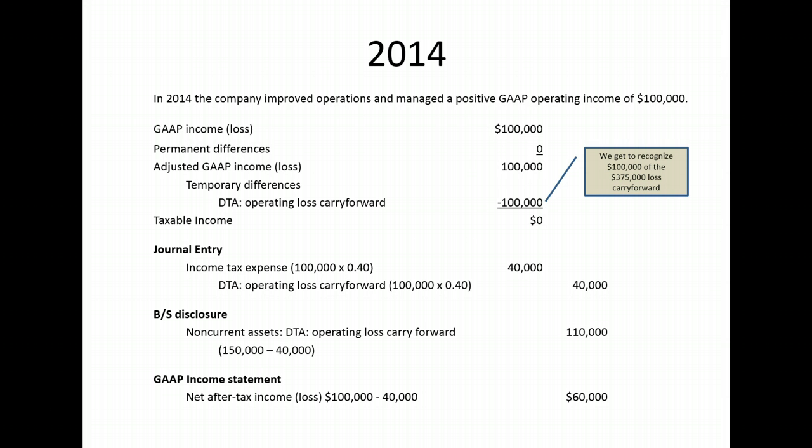Even though we didn't have to pay in the form of cash any income taxes this year, there is an income tax expense associated with having an operating income. So that would be what happens in 2014, assuming, of course, that we have a $100,000 income. So now what's happened here is our operating loss carry forward, not the deferred tax asset account, but the operating loss carry forward now has a remaining balance of $275,000. We started out with a balance of $375,000. We used up $100,000 this year.